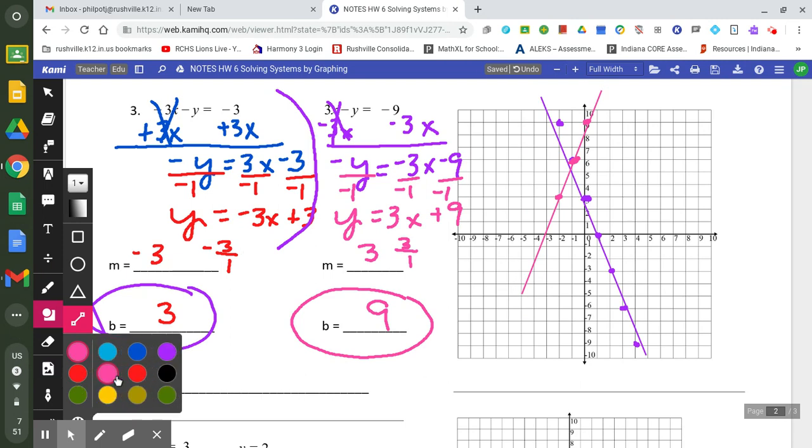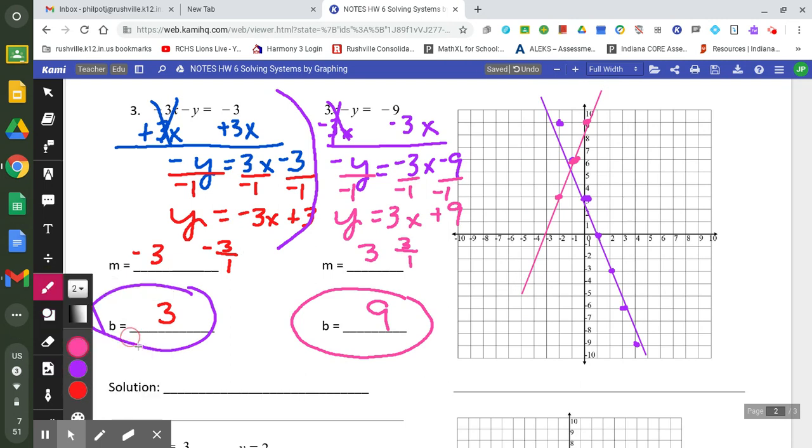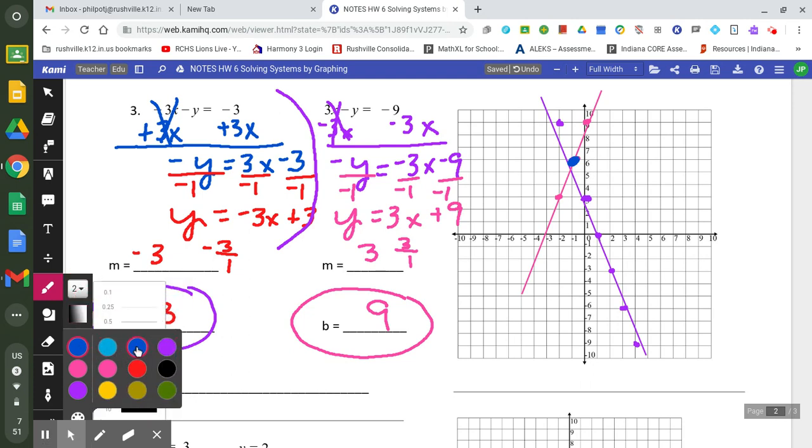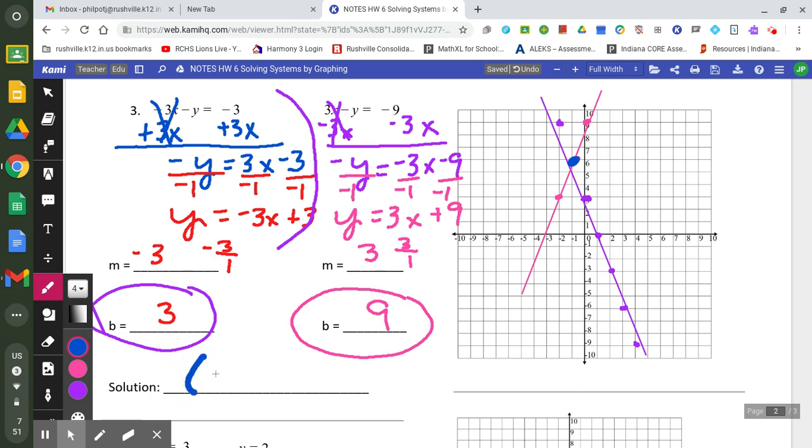It's kind of difficult to tell on mine, but the point where they cross, which is the solution, is right here. So that is -1, 6. So my solution is an ordered pair of -1, 6.